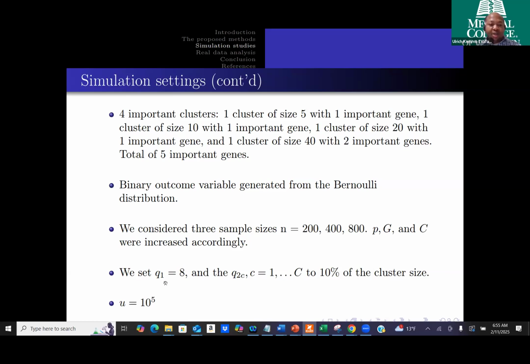And we set Q1 to be 8 and Q2C to be 10% of the cluster size. We set U to 10 to the 5. You can see why it's very large, right? When showing the sure screening property, we show that the condition on U is that U should be greater than the largest eigenvalue of a giant matrix. That's why we put it very large, to be sure that it's going to be greater.